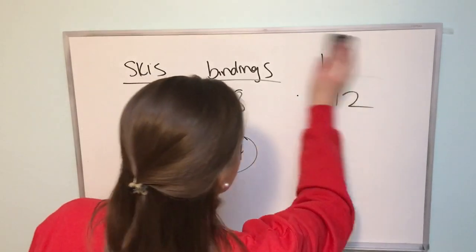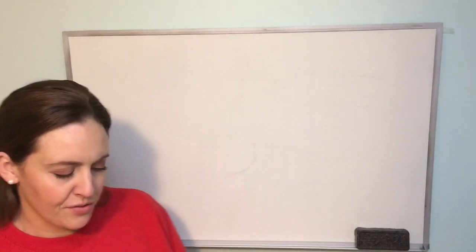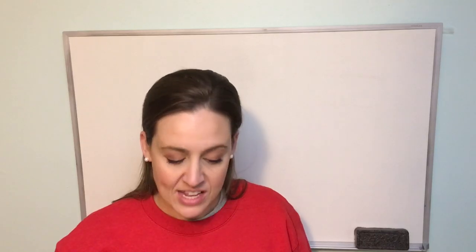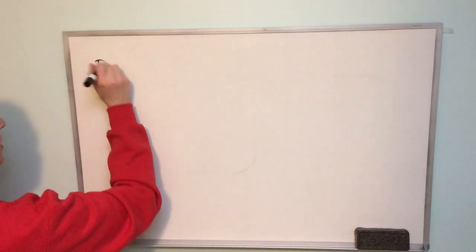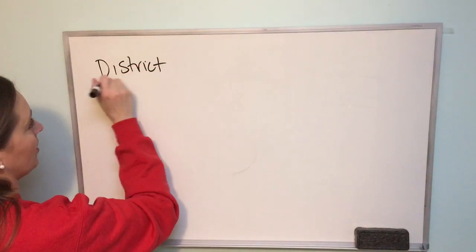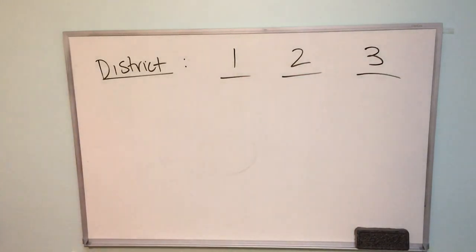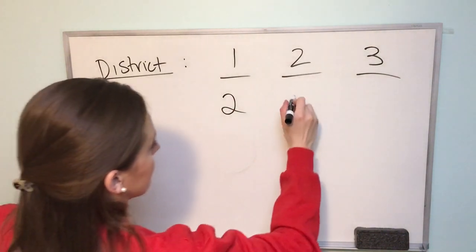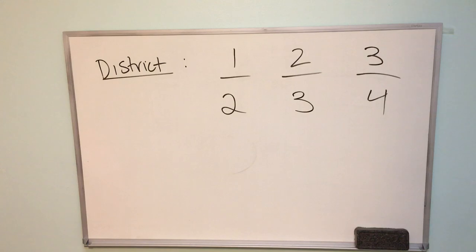Go ahead and read through number 2 while I erase. Number 2 says, 3 districts each elect 1 representative for the county commission. There are 2 candidates in District 1, 3 candidates in District 2, and 4 candidates in District 3. Okay, those are the different districts. They're asking how many different commissions are possible.